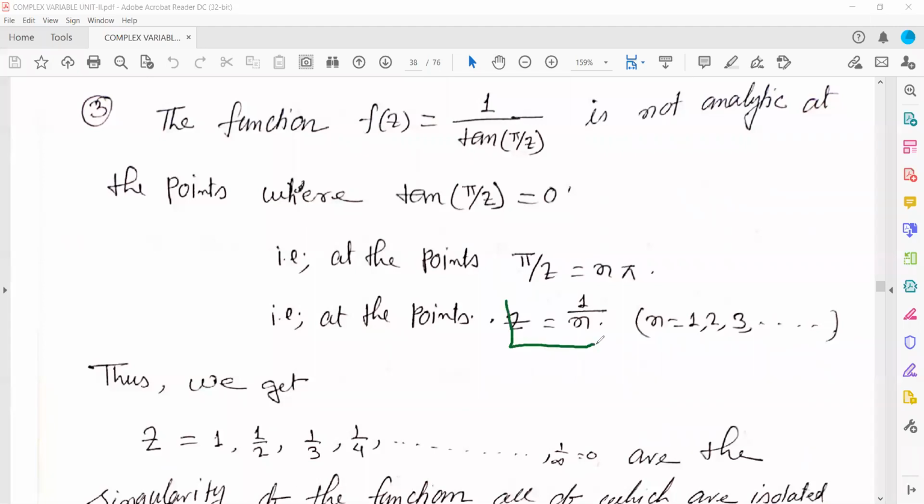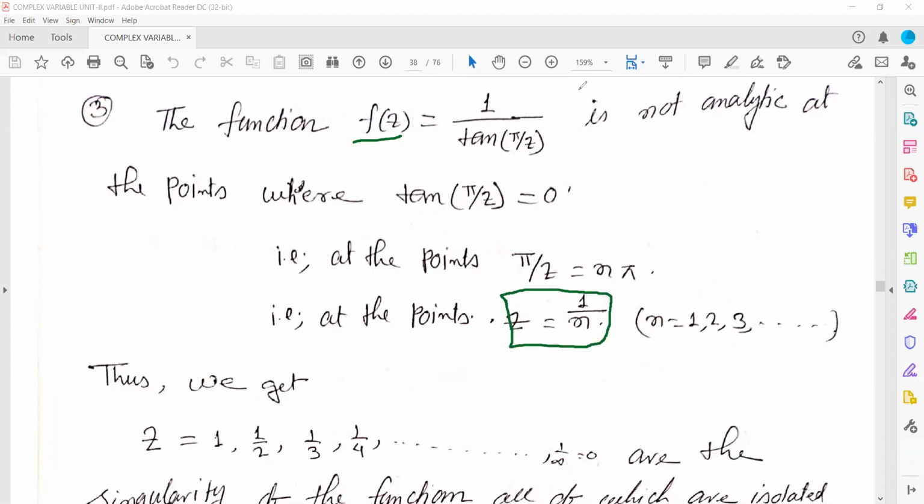So you got the points at which the given function is not analytic. Go on putting the values of n, and you'll get all the points at which the given function is not analytic. So first, if you put n equal to 1, then z equal to 1, so at z equal to 1 the function is not analytic. If you put n equal to 2, obviously the function is not analytic at z equal to 1 upon 2. If you put n equal to 3, then z equal to 1 upon 3, so at z equal to 1 upon 3 the function is not analytic. In this way, you'll go on.